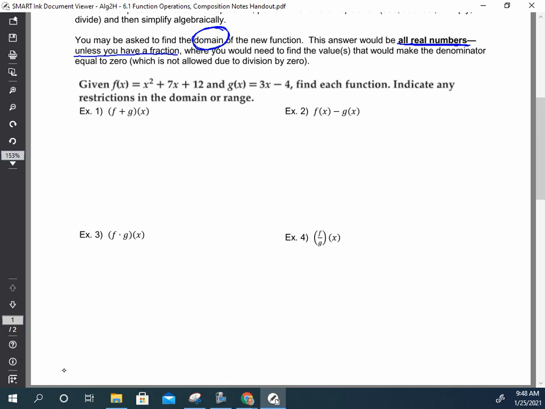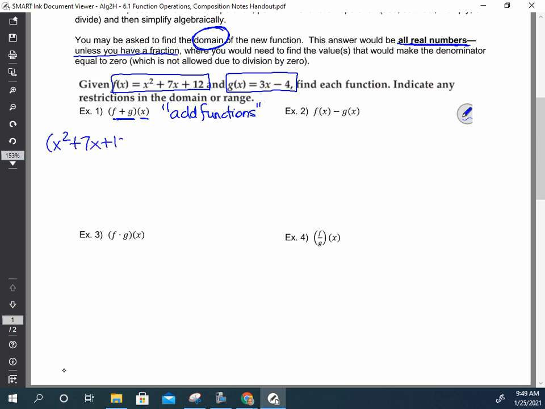Working with these problems, you're going to be given functions to start with. So f of x equals x squared plus 7x plus 12. G of x equals 3x minus 4. They gave you 2 functions to start with. Example 1, you have (f plus g)(x). In layman's terms, that means add the functions up.